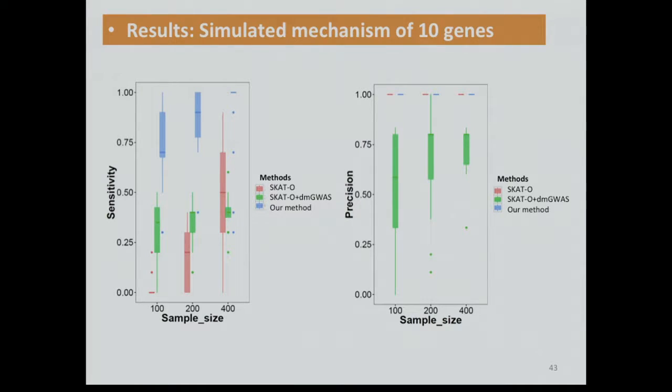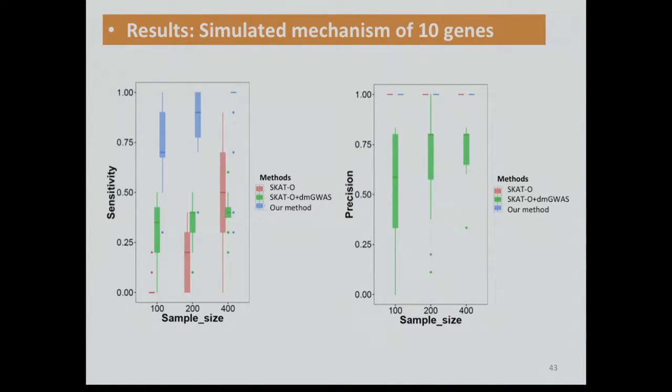So in the simulated mechanism of 10 genes, this is sensitivity and precision, and the sample size is on the x-axis. SKAT-O is the most widely used method for rare variant aggregation in processing exome data in association studies. So this is SKAT-O, obtaining p-values from the SKAT-O method and looking at the DMGWAS type of network aggregation. Of course, here there could be different ways of aggregating.